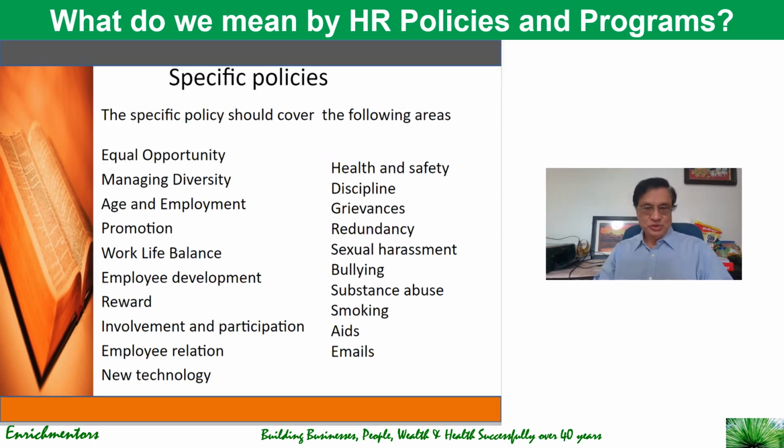Then there are specific policies, and you see a large array of policies that can be laid out, which we will explain as we go along. We could have policies on various subjects like equal opportunity, managing diversity, age and employment, promotion, work-life balance, employee development, reward, involvement and participation, employee relations, and new technology. What is the policy regarding the use and adoption of new technology? Then health and safety, and discipline: how the company expects to maintain discipline. Grievances: how can you raise grievances. Redundancy: in case there are job redundancies, how will it be treated. Sexual harassment, bullying, substance abuse, smoking, AIDS, and email. So these are a variety of policies on various aspects of the work of the employee.